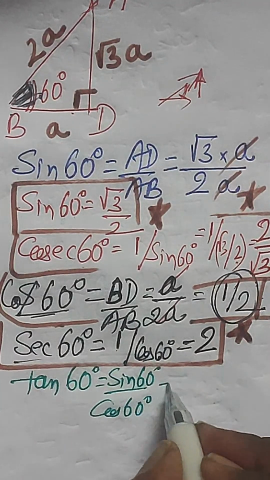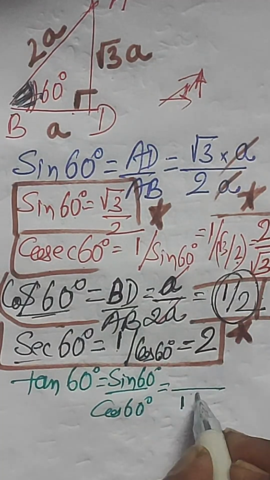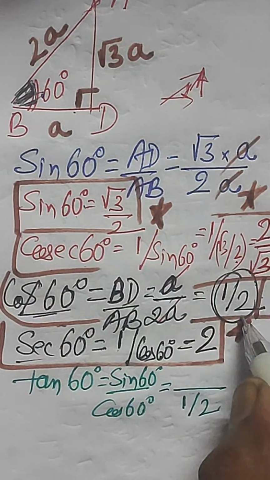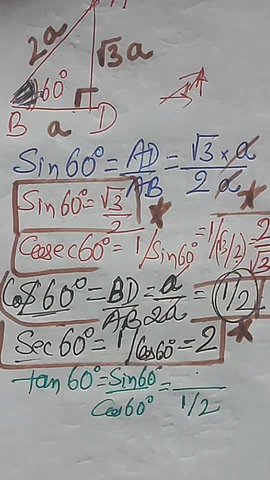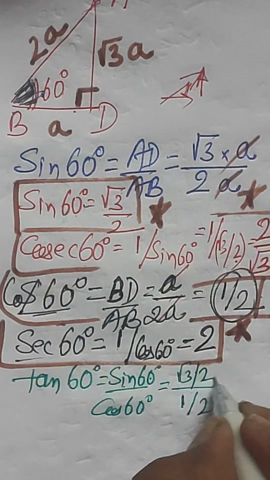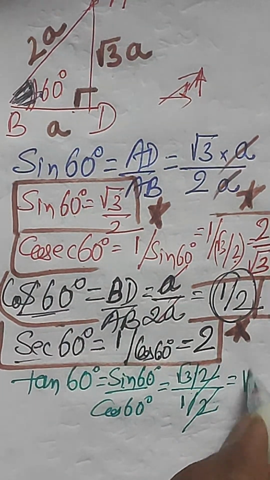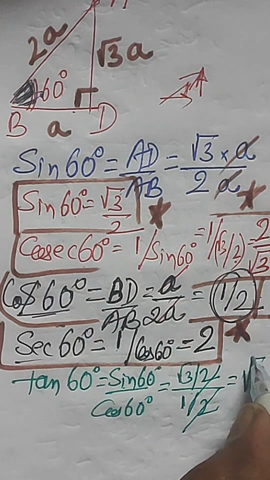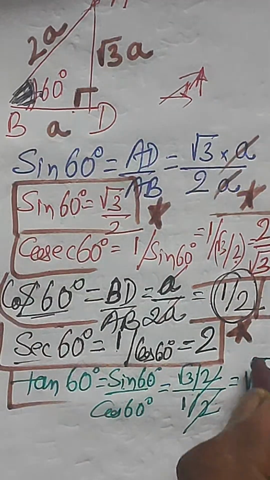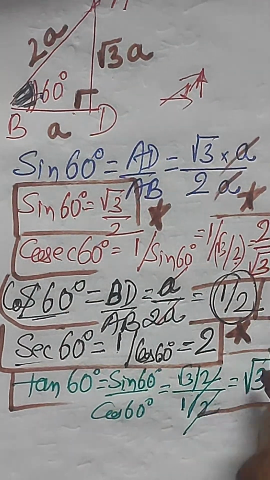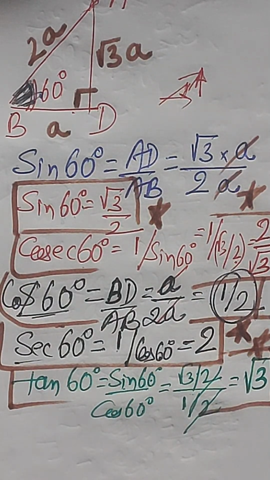Put the value of cos 60 into the denominator, that is 1 by 2. And into the numerator put the value of sine 60 degree, which is root 3 by 2. So just put the values. Here you can see 2 and 2 will be cancelled out, and root 3 will be the value of tan 60 degree. We have solved tan 60 degree also. We are going good, perfectly fine. So in this way we have calculated the value of tan 60 degree.